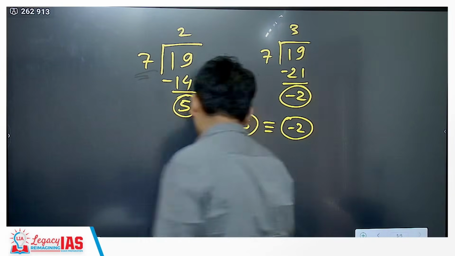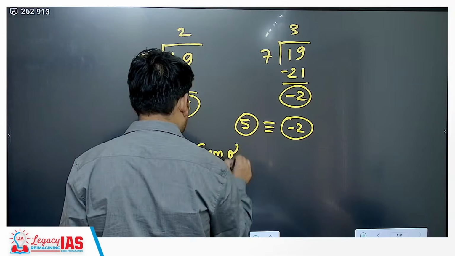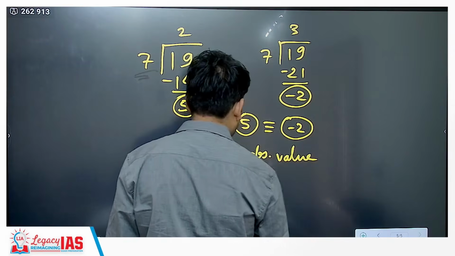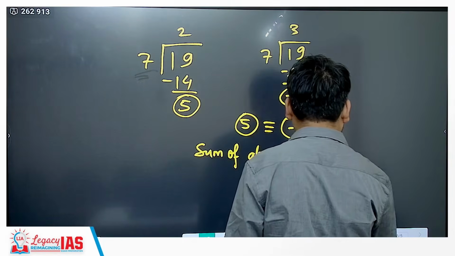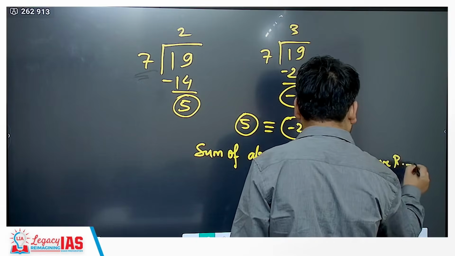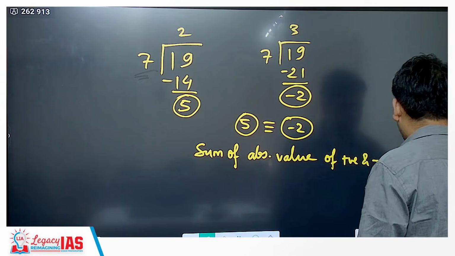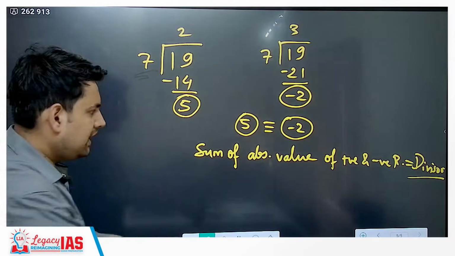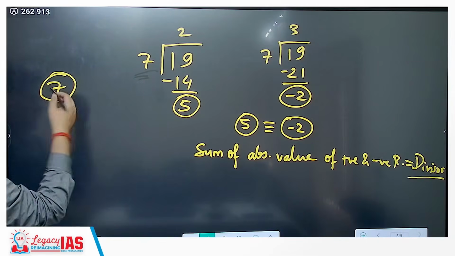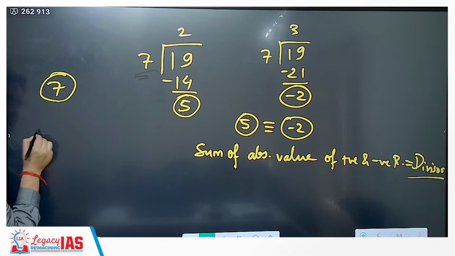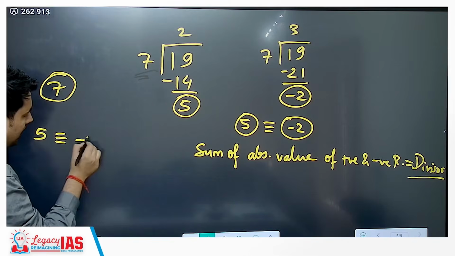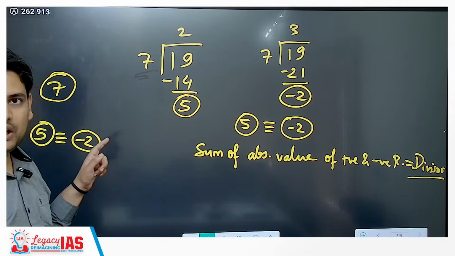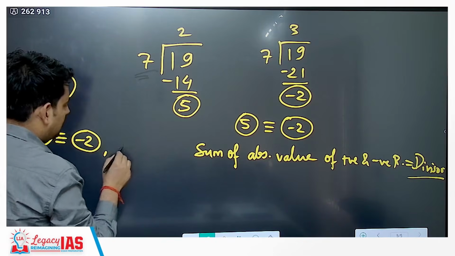So, actually, the sum of the absolute values of the positive and negative remainder is equal to the divisor. But this is just a complex way of saying it. The thing is, it's very simple. Whenever you divide anything by 7, these are the equivalent pairs. Let's start with this one, which we already know, 5 and minus 2. Similarly, there will be more pairs.